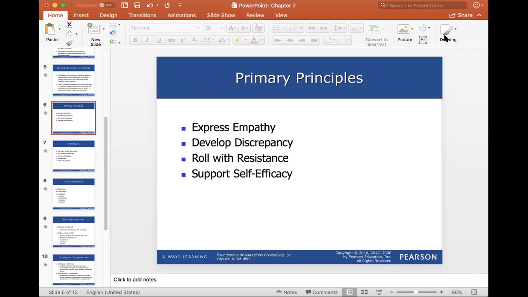Then you want to develop discrepancy, like I said, so that contradiction. So I'm hearing you say this, but then you're doing this. Help me make sense of that. So you really want to highlight, again, the contradiction. You're going to roll with resistance. So they're going to stick up for the addiction, and that's fine, because obviously the addiction's doing something. They're not just doing it to ruin their lives. They're getting something out of it. So you're just going to roll with that and explore it together. And you're going to support self-efficacy too. So you're going to really promote their autonomy.